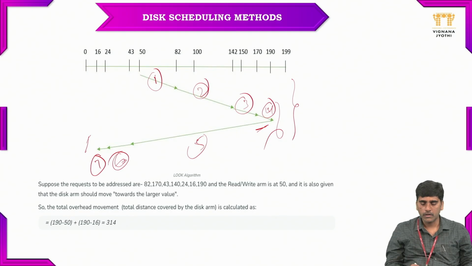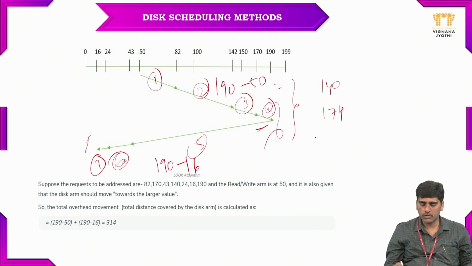To calculate the total, we take the differences: 190 minus 50, plus 190 minus 16, and so on. That is the difference, like 140 and the remaining ones.